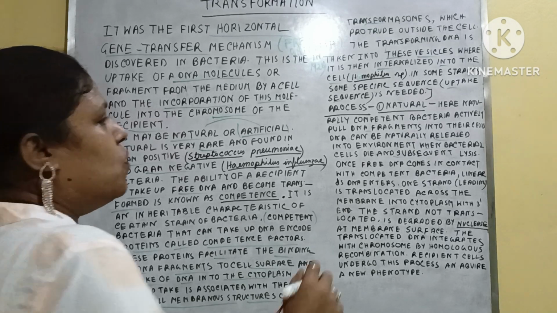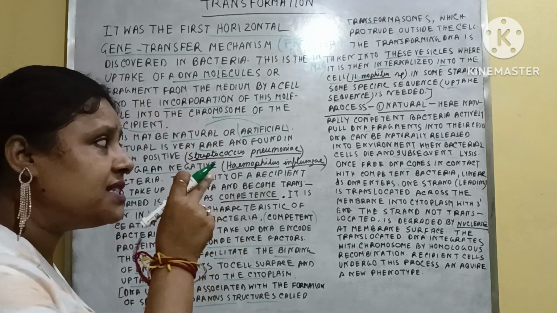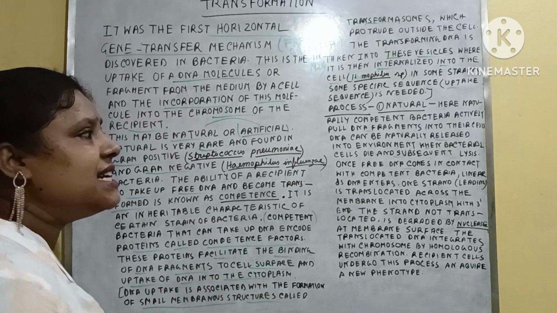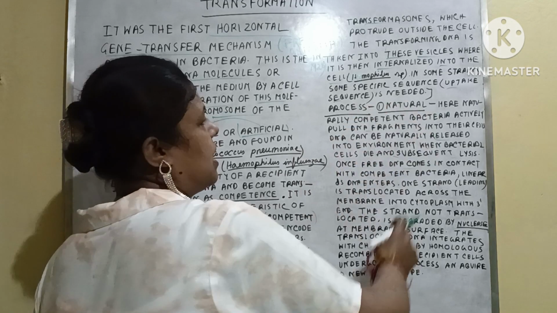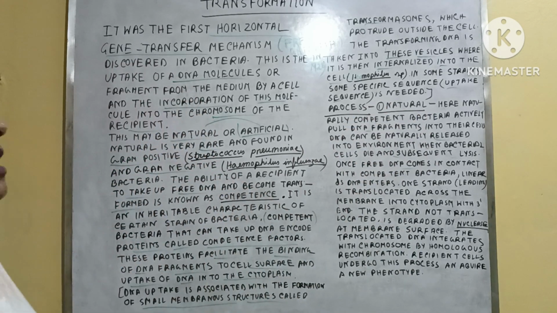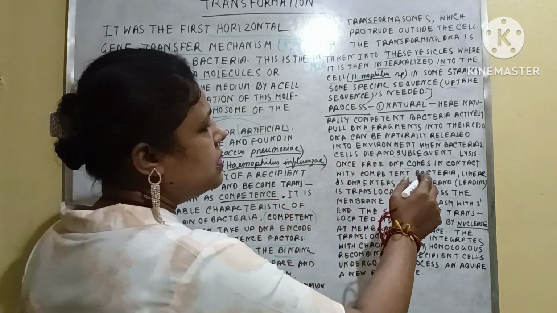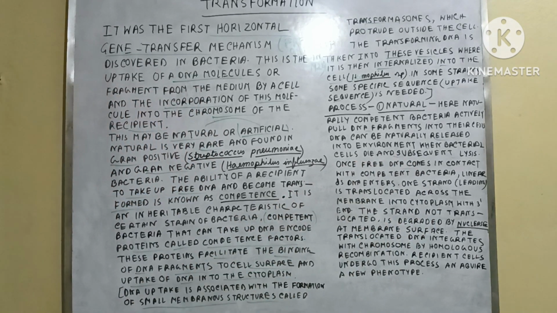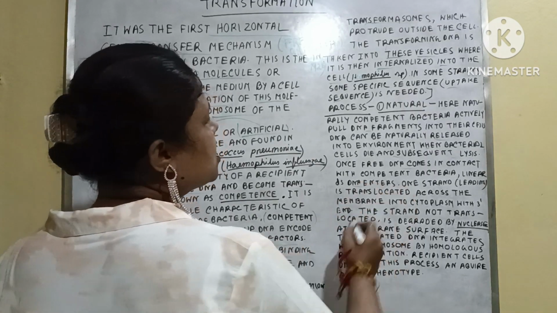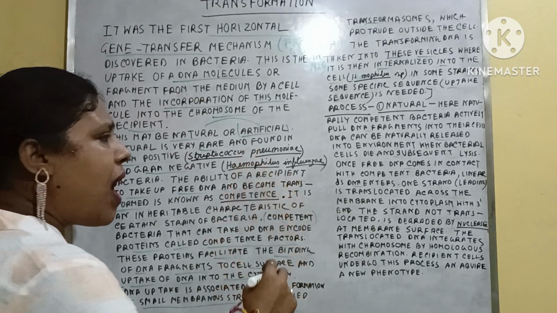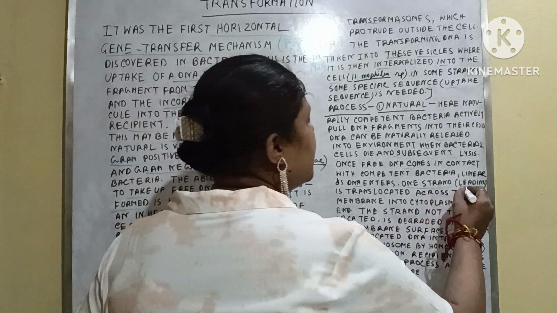Clear? So once free DNA comes in contact, and it happens only in that situation, when the free DNA present in the environment comes in contact with the competent bacteria, or the competent bacteria come in contact with the released DNA that remains in the environment. Clear? So linear dsDNA enters the competent bacteria, and one strand enters the bacterial cell. Which strand? The leading strand.